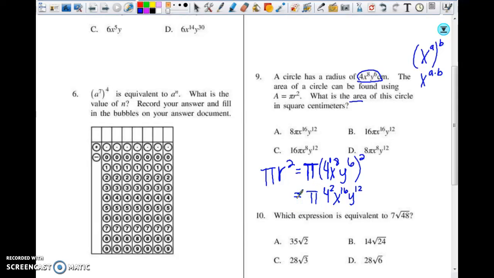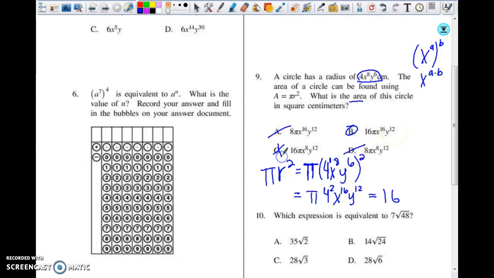Now the only thing is, we have to figure out, okay, well, what is 4 squared? 4 squared is actually the number 16. So I should have a number 16. Okay, so it cannot be A or D. All right, I know my x is to the power of 16. The y is to the power of 12. So it has to be option B.